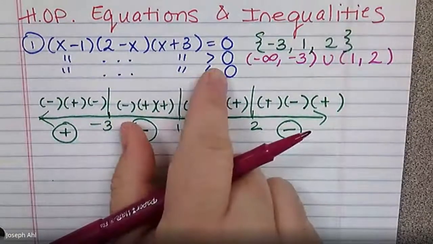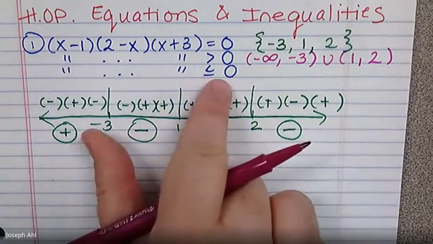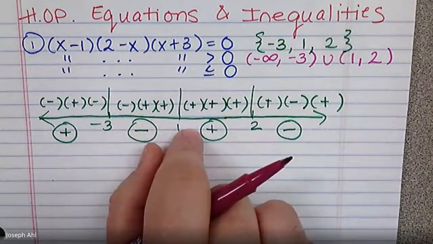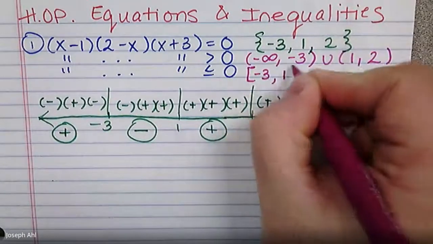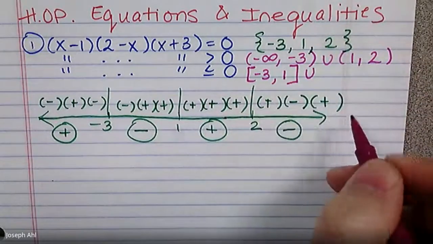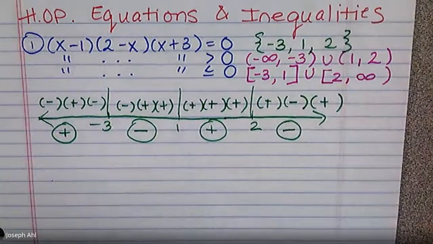Less than or equal to 0, it's the same number line, just looking at the negatives now. And since it can be equal to 0, now you can include those zeros at negative 3 and 1. So it's negative, bracket, negative 3 to 1, union, well, it's also negative out here from bracket 2 to infinity.